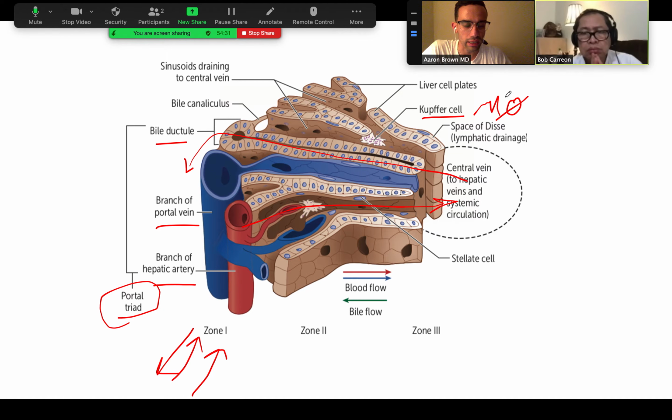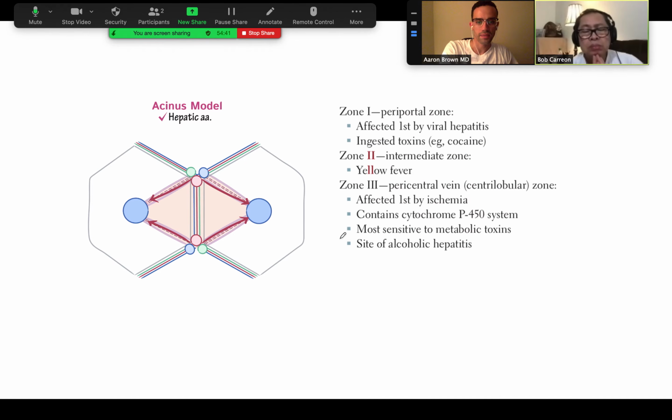Okay, this is just like a classic question. They always love to ask about Kupffer cells for whatever reason. These are macrophages essentially. And what else can we say here? You want to be very comfortable with this structure because it ends up having some clinical relevance.